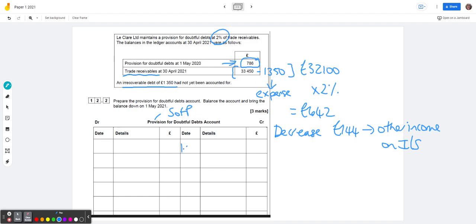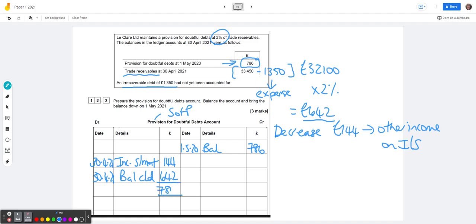So on the 1st of May 2020, we've got the balance brought down, which is 786. We want the balance carried down on the 30th of April 2021 to be lower than that. We've already worked that out. That needs to be 642. So let's pop that in there. So the difference, the 144, at the end of the year is going off to the income statement. So income statement there, £144.